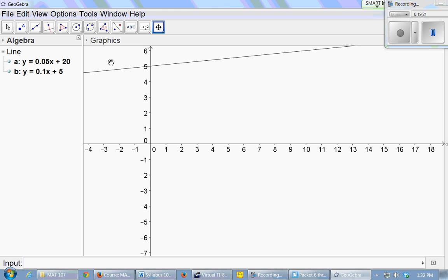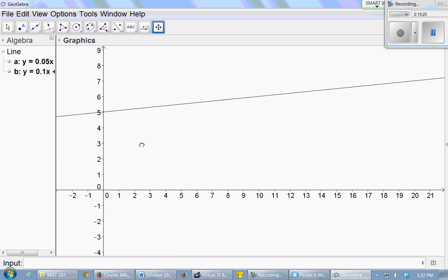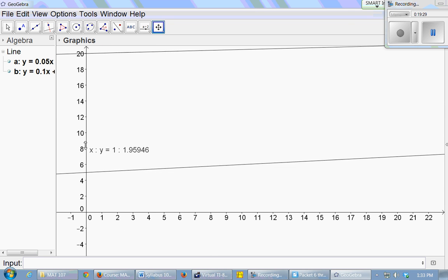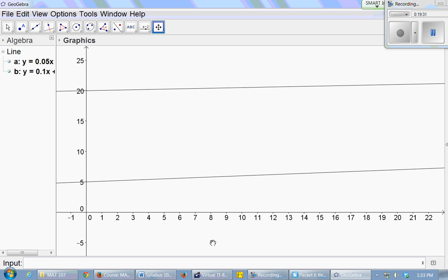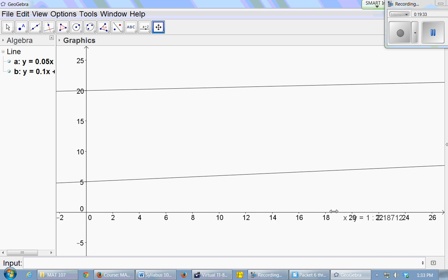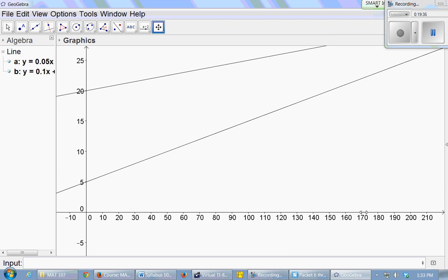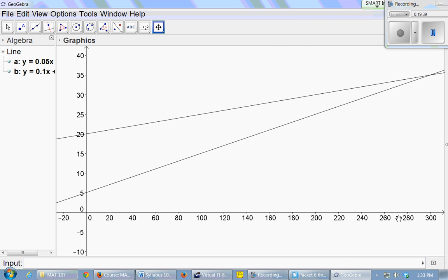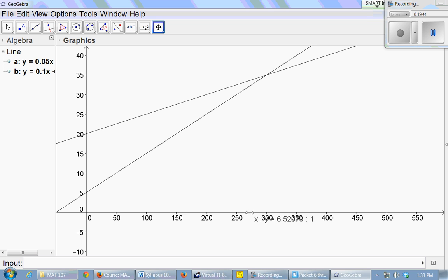Okay, so just like with my calculator, I'm going to have to mess with this window till I can see both lines and where they intersect. So now I can see both lines. I need to look at more x's. And there, I can see the intersection point.